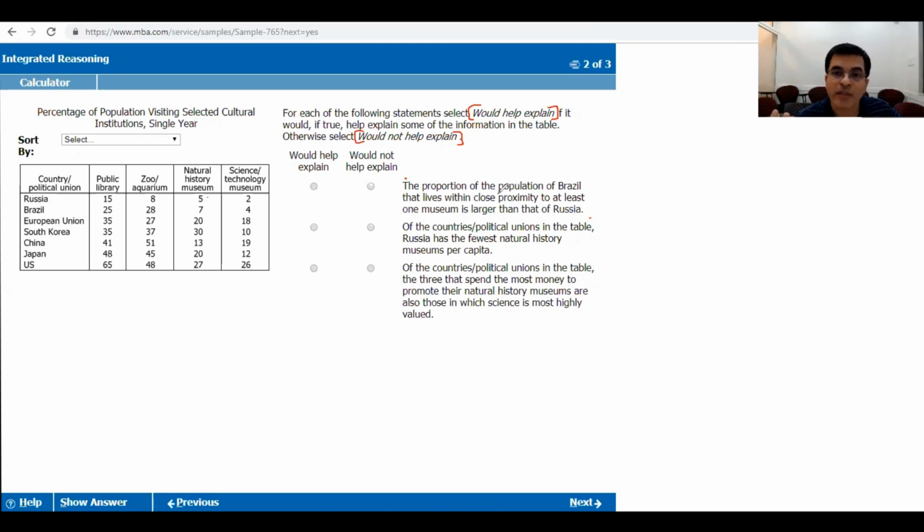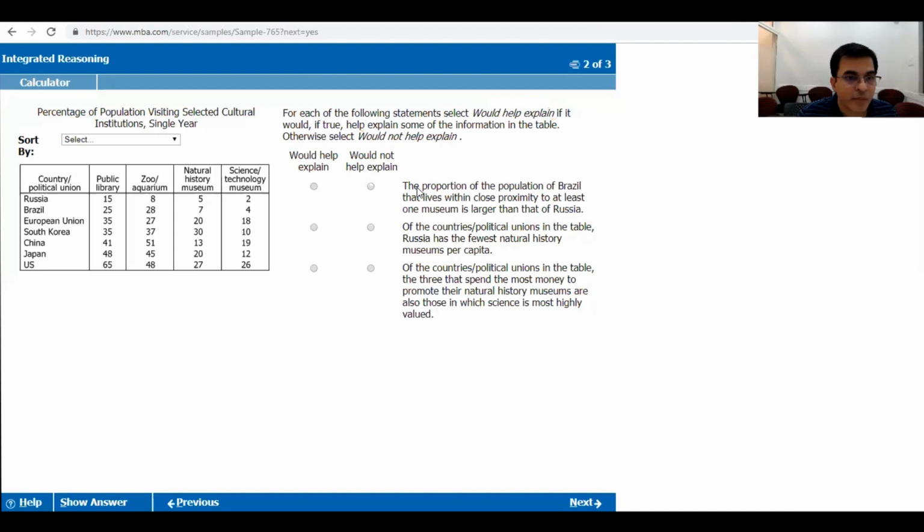And we have to ask, if this was told to us, will it clarify? In other words, when you look at the table, when you look at some data, you might have a question, how come the data looks like this? Does this fact clarify that for you? Does it explain? If so, we'll mark would help explain. If not, we'll mark would not help explain. So that is basically what we have to do on this question type. Now let's start with the first statement.